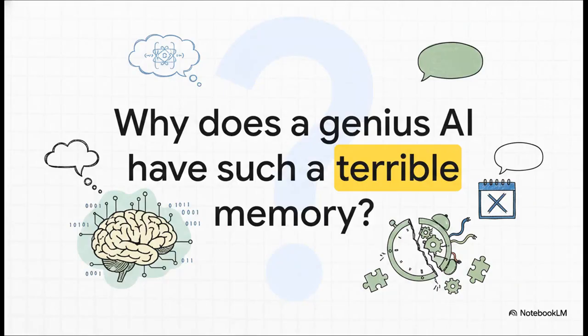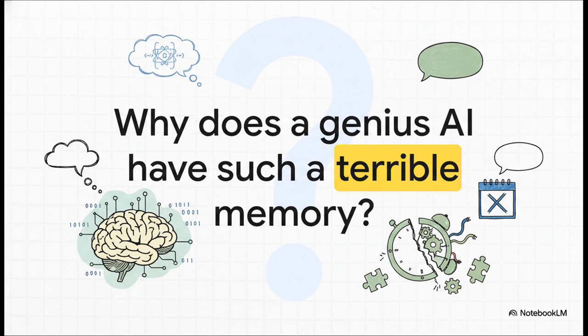So here's the thing, and it's this kind of funny paradox you run into when you work with AI agents. You can ask it to explain, I don't know, quantum mechanics, and boom, it'll spit out a brilliant answer. But then you ask it to remember something you just said 5 minutes ago, and you get nothing, a total blank slate. So what gives?